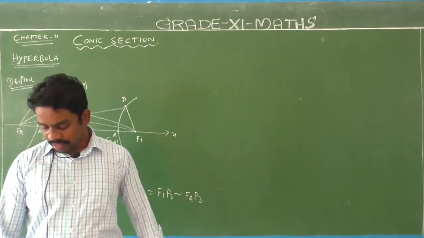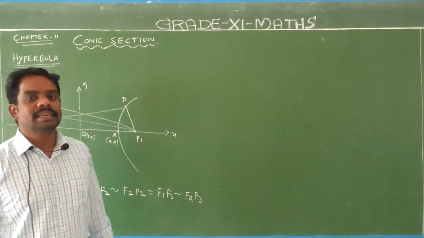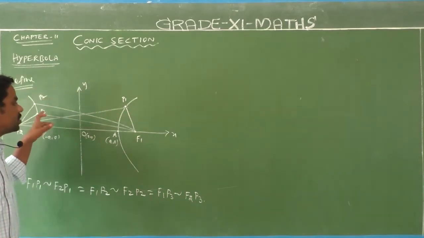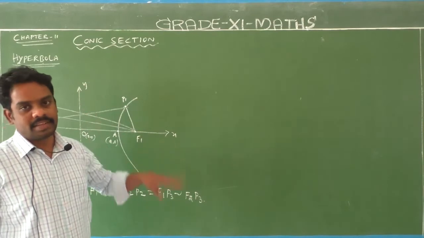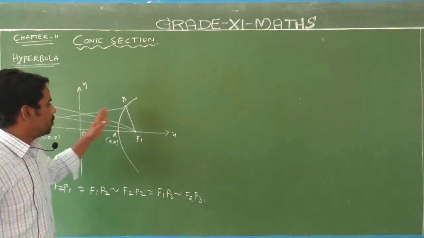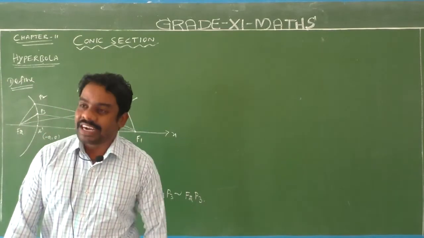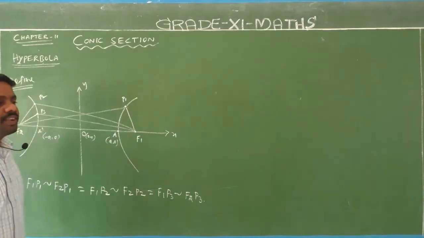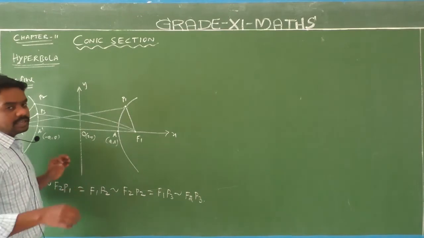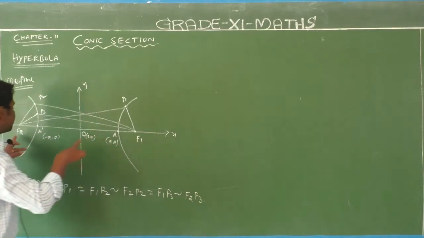Listen. A hyperbola is a set of all points in the plane, that is P1, P2, P3 and so on, any points on the hyperbola, the difference of whose distances from two fixed points. Here F1 is one fixed point and F2 is the other fixed point.